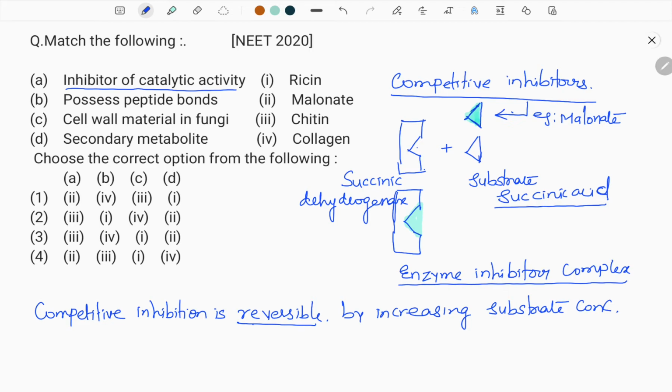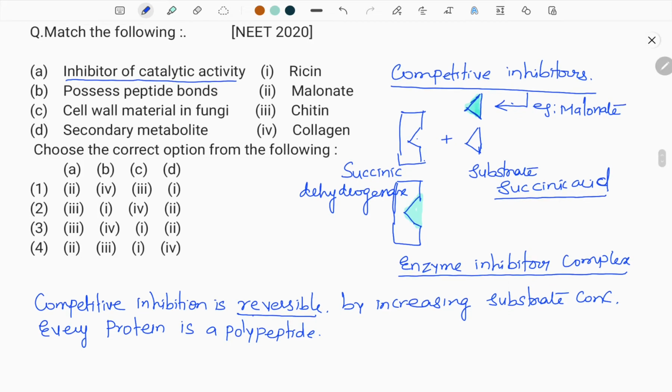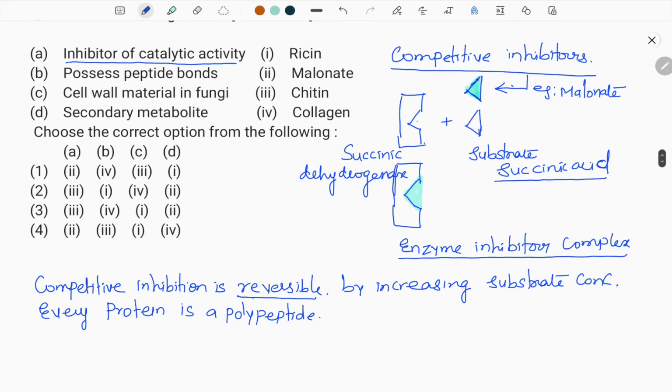Next, which will possess the peptide bonds? We know that peptide bonds are found in proteins. Every protein is made up of amino acids because amino acids are the building blocks of proteins. So every protein is a polypeptide, that is, it is made up of amino acids that are bound by peptide bonds.